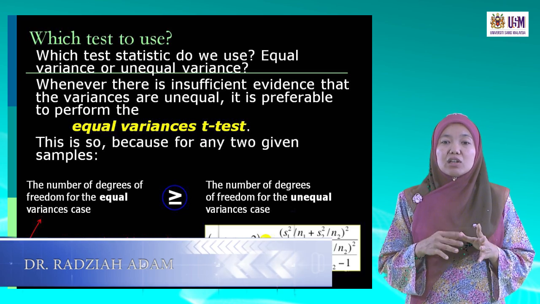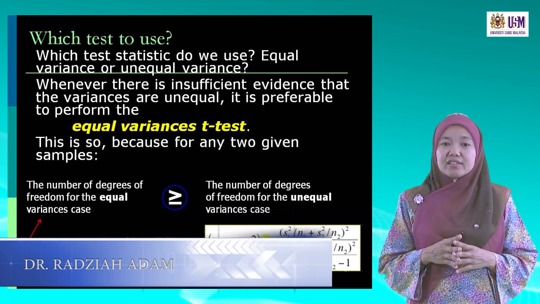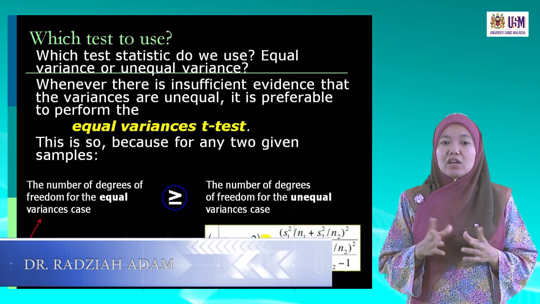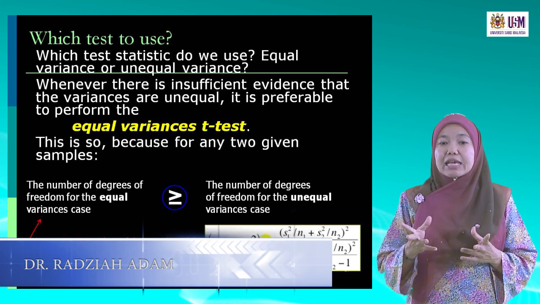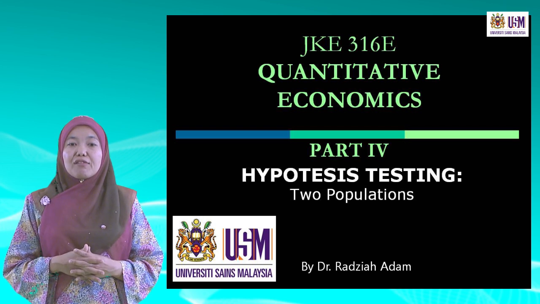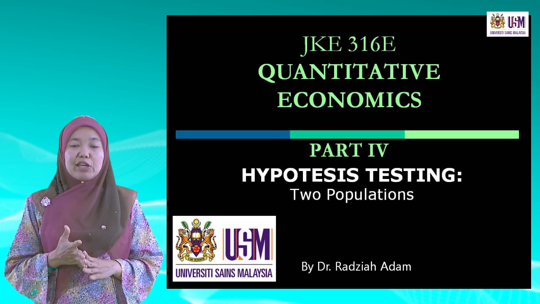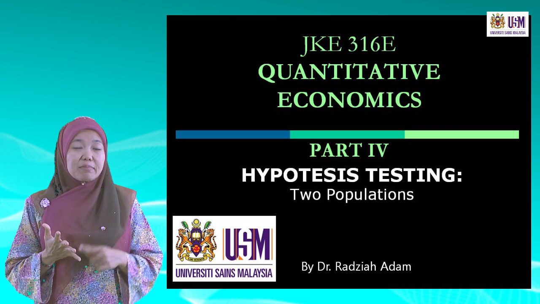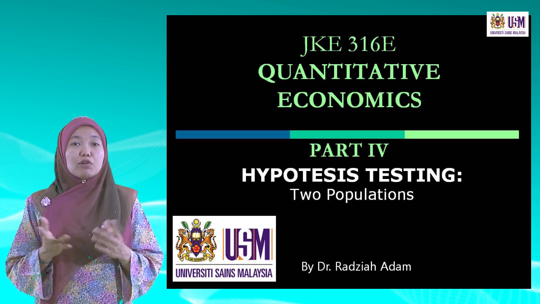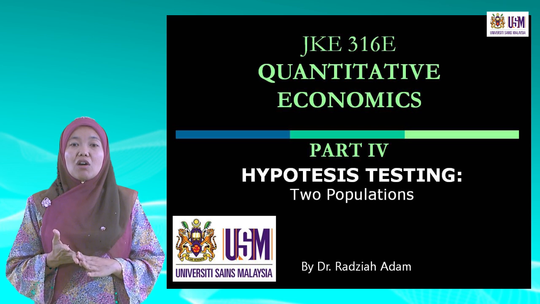Why is this so? Because for any two given samples, the number of degrees of freedom for the equal variance case is greater than the number of degrees of freedom for the unequal variance case. A larger number of degrees of freedom has the same effect as having a larger sample size. So we have already covered the second part of hypothesis testing, where we discussed the different types of tests for two populations. It can be two-population tests in terms of mean, two-proportion tests, or two-population tests for small samples using the t-test, in the case of equal variance, unequal variance, or matched pairs.